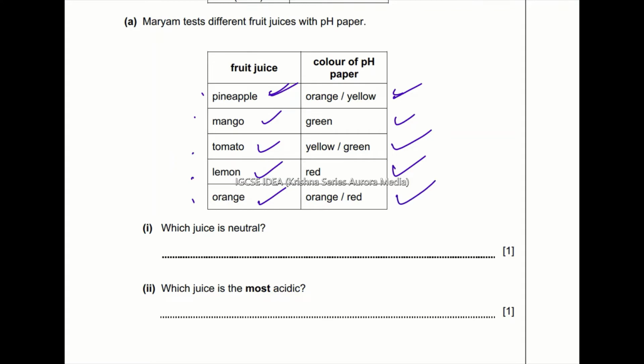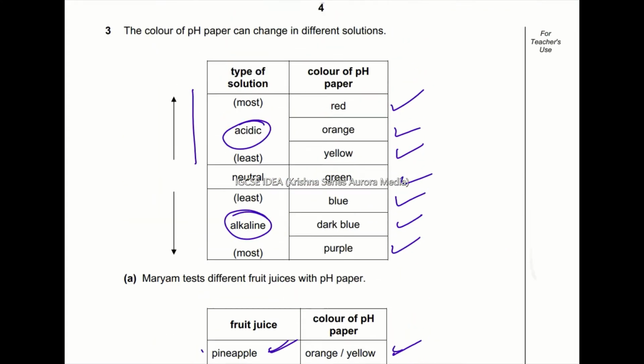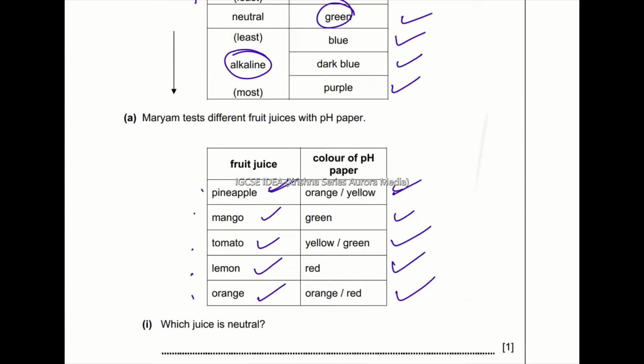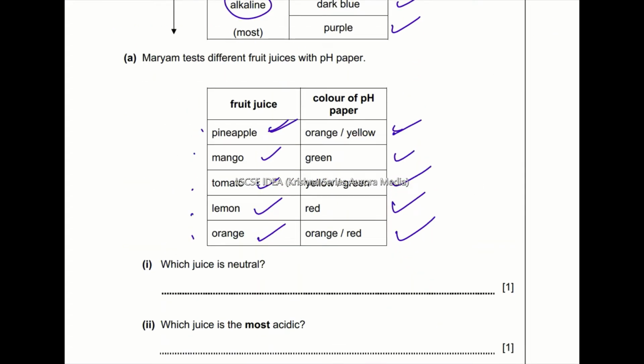In orange, it turns orange or red in between. Which juice is neutral? Since the table says neutral, color must turn green. The fruit juice with the color green is mango. So it's right up there.